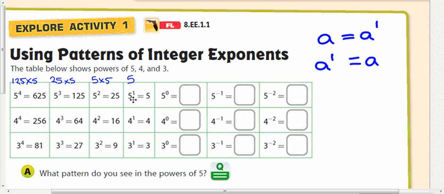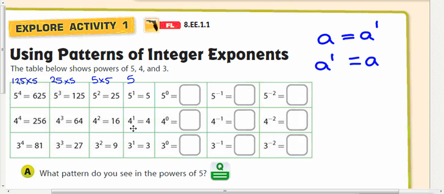So every time I have an additional exponent, I can simply take the power before that and multiply by an additional 5. So 5 to the first times 5 is 25. 5 to the second times 5 is 125. 5 to the third times 5 is 625. Does that work for the other ones?